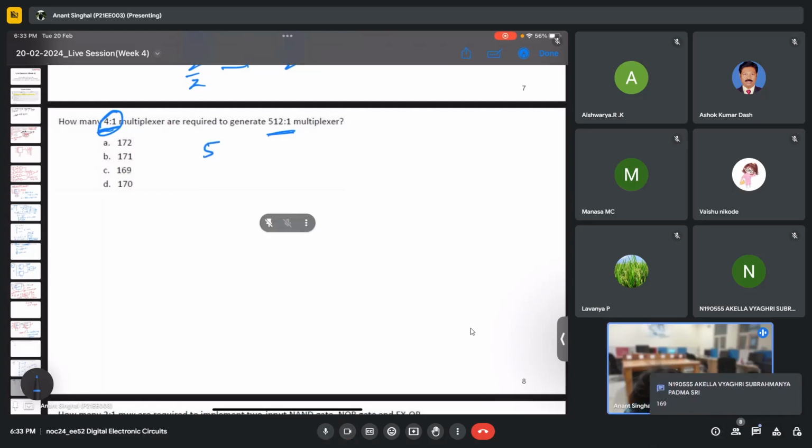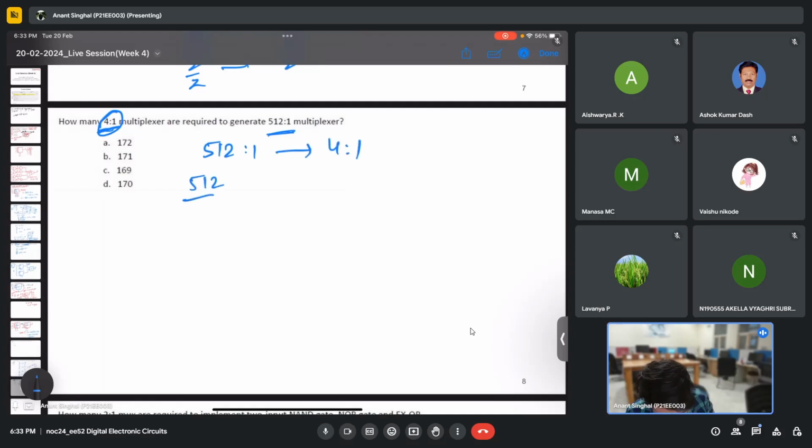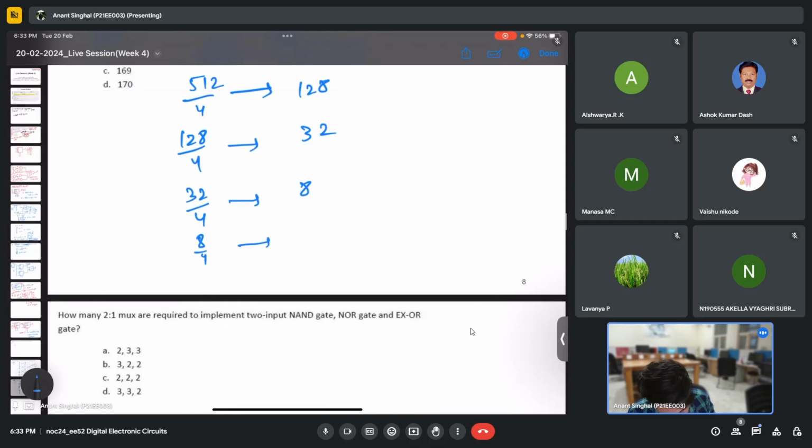So I have a 5 and 2. I have a 4 cross 1. So I'll start with 5 and 2 raised by 2, which will be 128. I'll go from 128 to 32, that will be 32. 32 by 4 will be 8. 8 by 4 will be 2. So here we are getting 2, and 2 by 4 is less than 1. So we are left with 2. So let's say this is half.